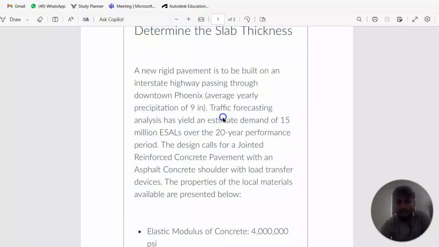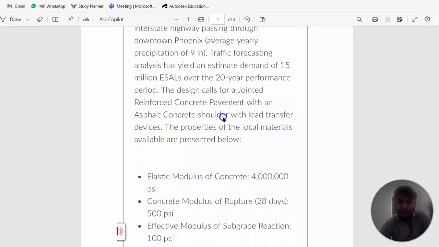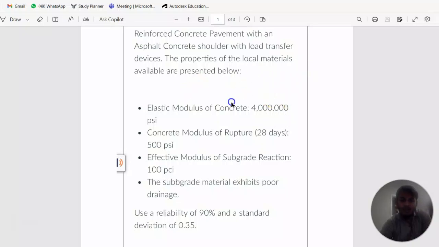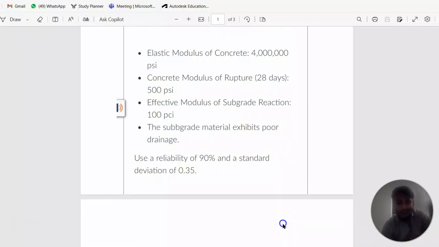The properties of the local materials available are presented below. Elastic modulus of concrete, 4 lakh psi. It's actually 40 lakh psi, not 4 lakh. And concrete modulus of rupture at 28 days is 500 psi. The effective modulus of subgrade reaction, also known as K, is 100 psi. The subgrade material exhibits poor drainage, so we can take 0.80, and we have to use a reliability of 90% and a standard deviation of 0.35.